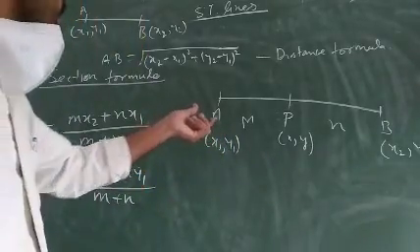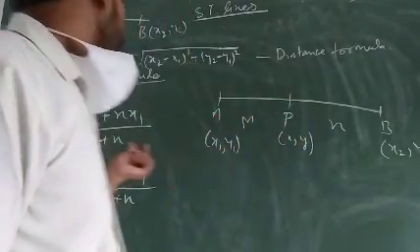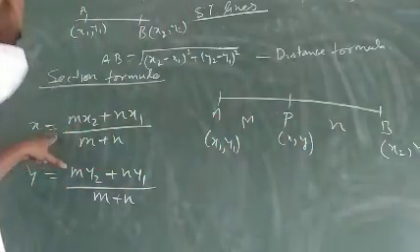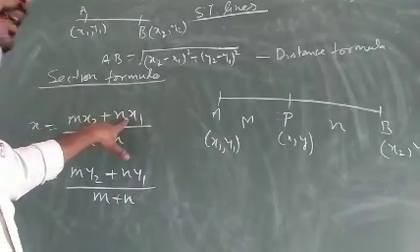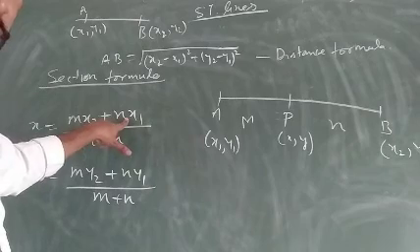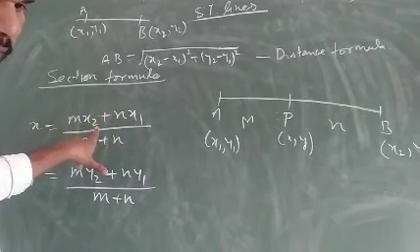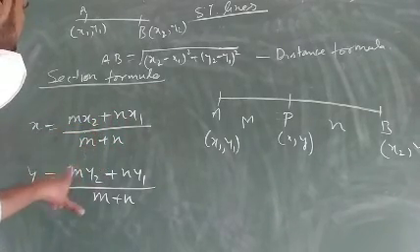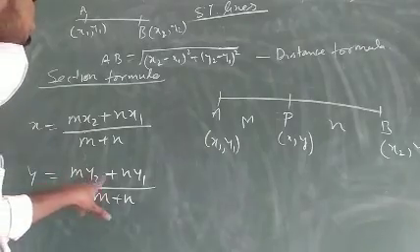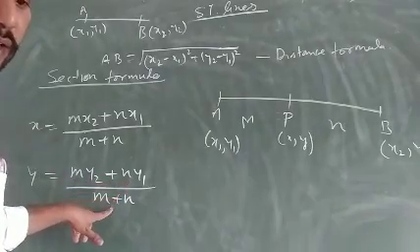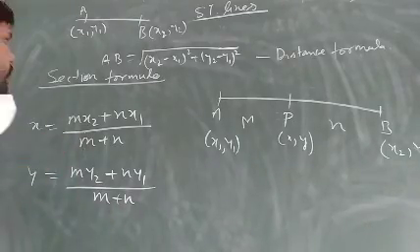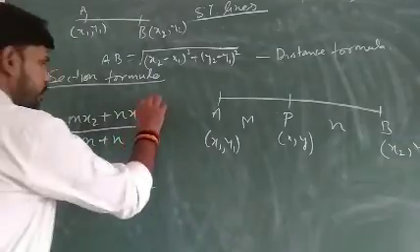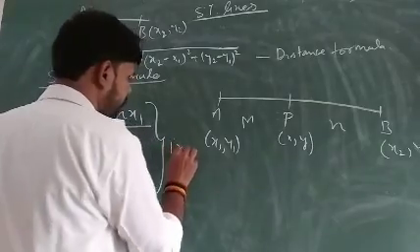Then for the given ratio we need to find the coordinates of P. For the x coordinate we have (m x2 + n x1) upon (m + n), and for the y coordinate we have (m y2 + n y1) upon (m + n). This is for the internal division. What is internal division?